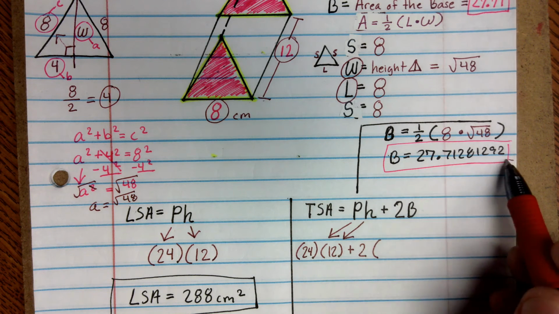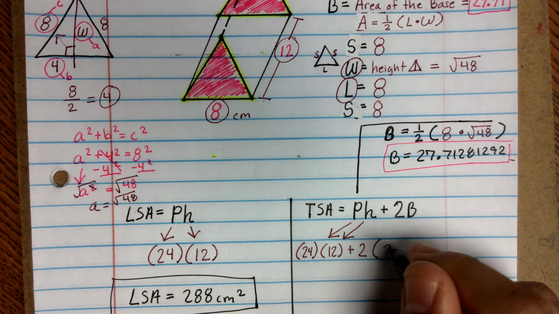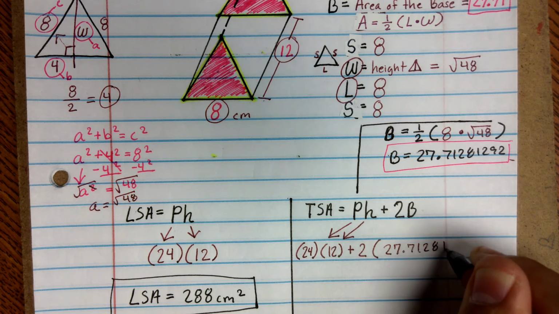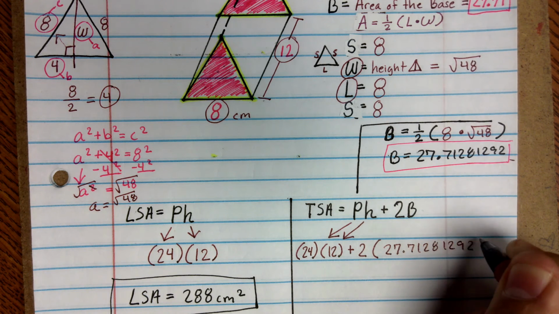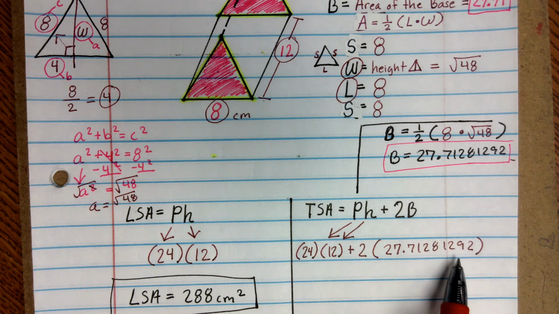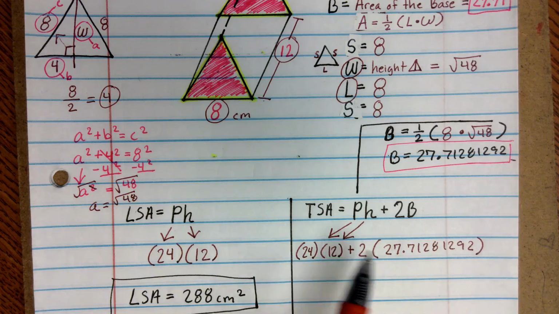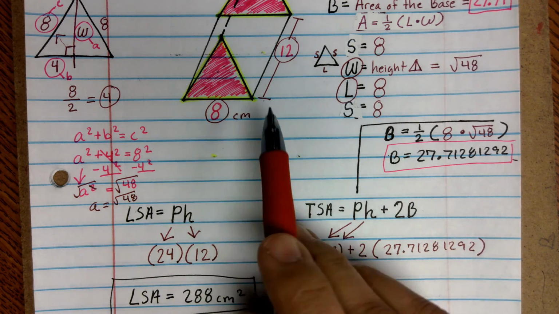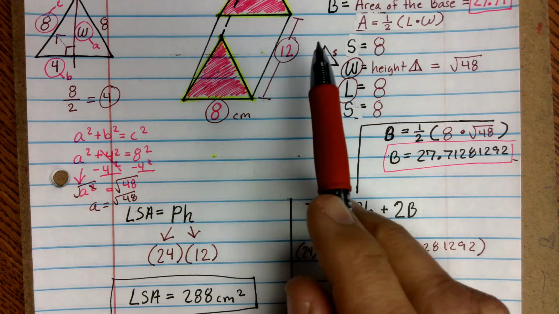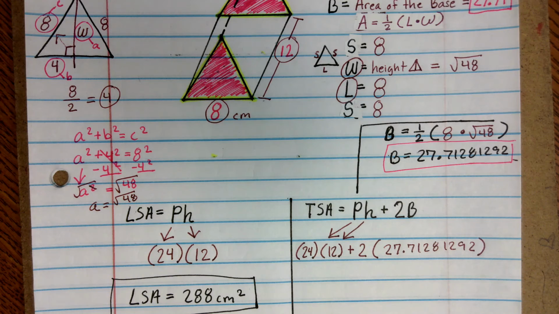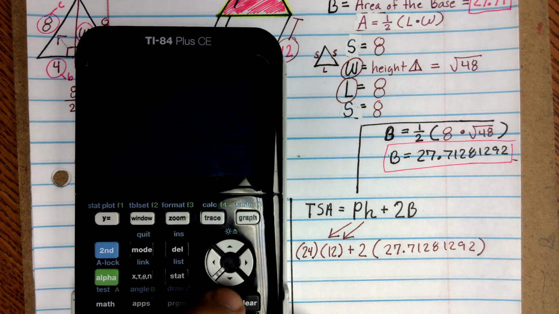And here's big B, right? We found it, and it's got this long decimal strand. So I'm going to do 27.71281292. And close parenthesis. And once I put this into the calculator, it's going to tell me the entire surface area of this triangular prism, including the bases, right? So what it would take to cover this entire shape with wrapping paper if it were present, including the 2 bases on the ends. So let's go ahead and get our calculator and type that in real quick.